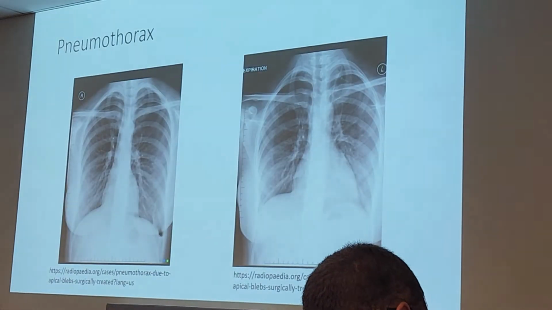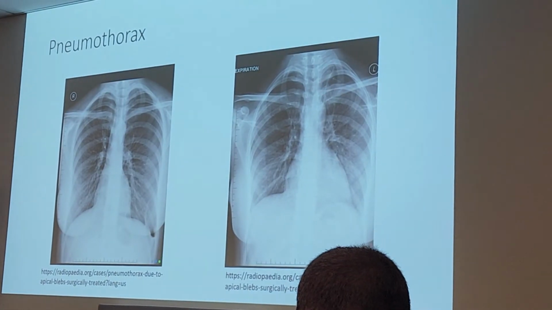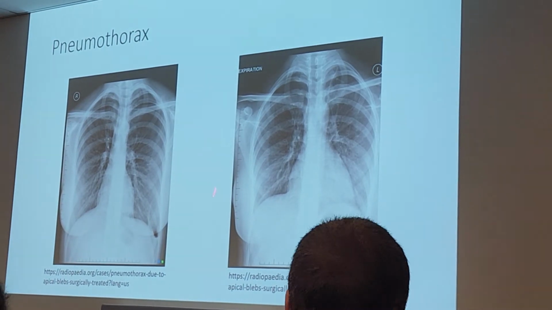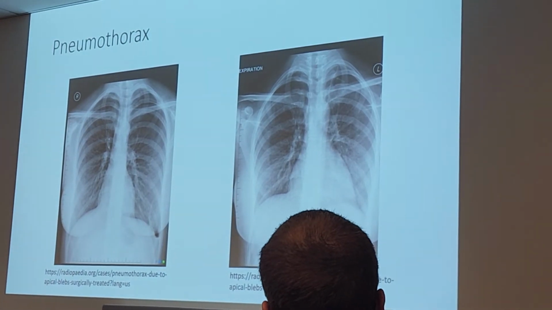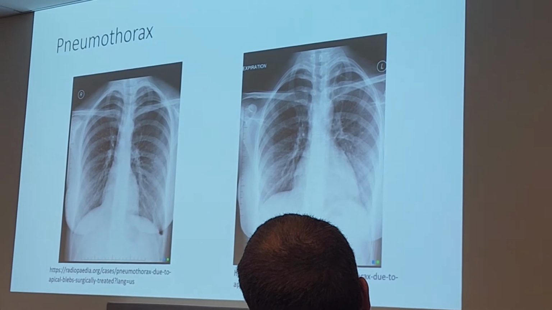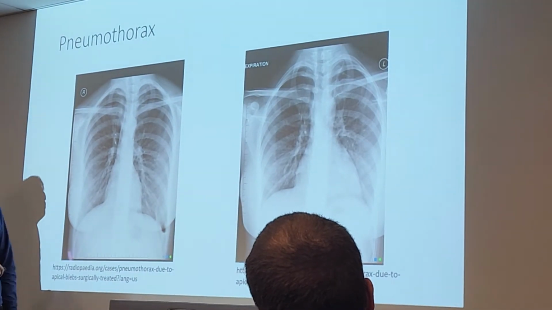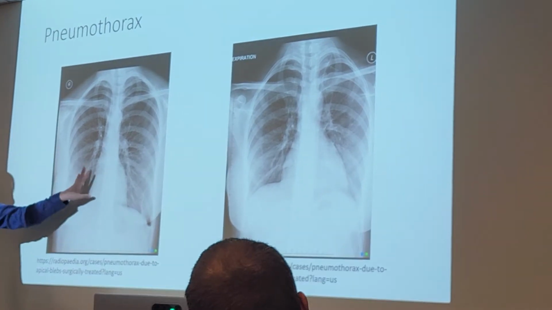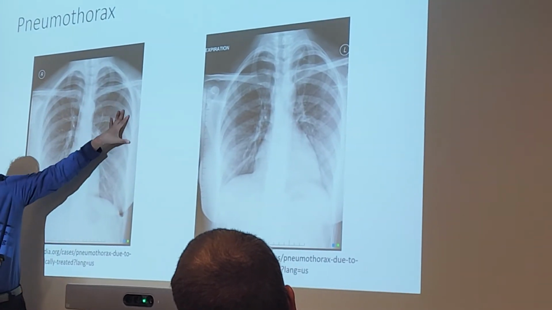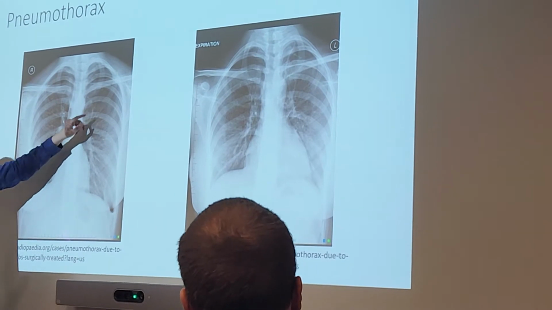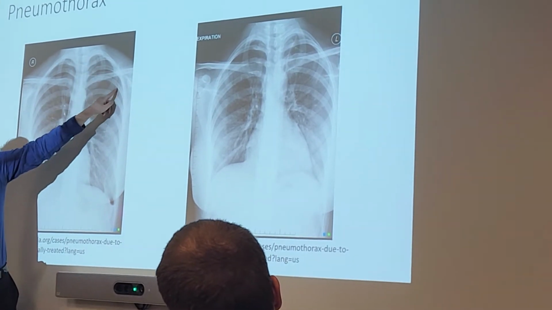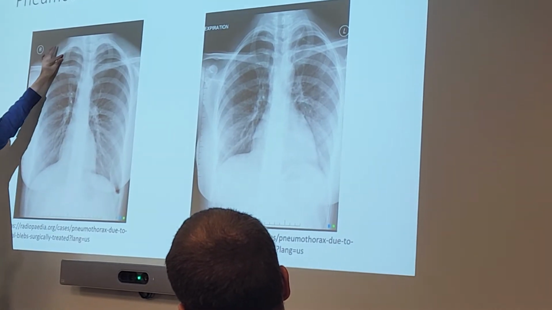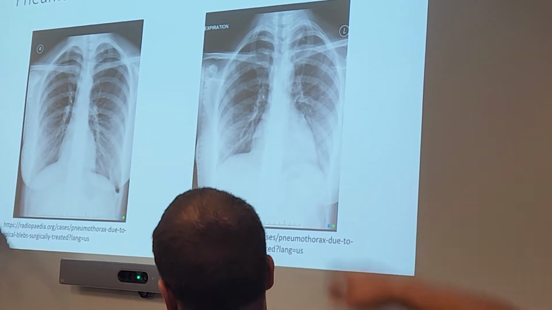A few more pictures of pneumothorax. Any idea where the pneumothorax is here? On top. Near the apices? Near the apices, yes, very good. So you see the lung markings down here? Lung markings down here, right? But then you get up here in this region and you don't see that fuzziness anymore, right? You get up here to this apex and you don't see that fuzziness anymore.